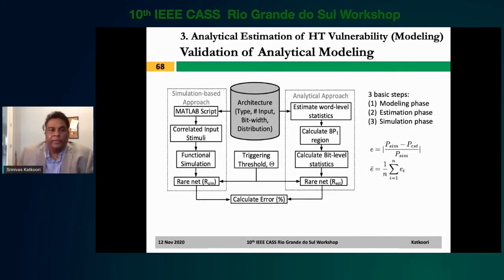So we now have this analytical approach, which is much faster than the simulation-based approach. What we did was compare this analytical approach with the simulation-based approach to see what the error is. Obviously we want low error so that the analytical approach can be used to evaluate an architecture.